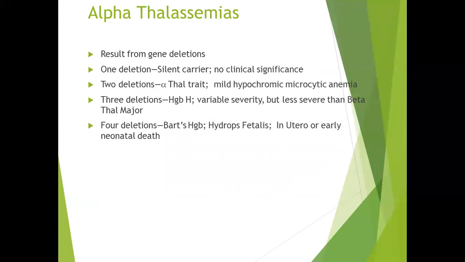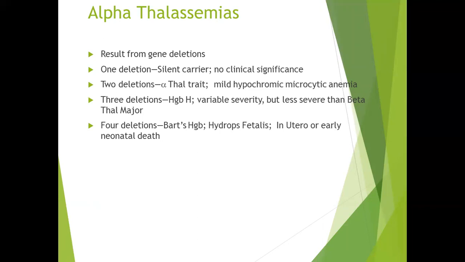So what is alpha thalassemia? Basically, it results from gene deletions. One deletion, silent carrier. There are no clinical symptoms if there is one alpha deletion. In two deletions, alpha thalassemia trait, but the anemia again is very minor, a mild hypochromic microcytic anemia. Clinically, not that evident. Three deletions result in hemoglobin H disease, and it's variable in severity, but less severe than beta thalassemia.